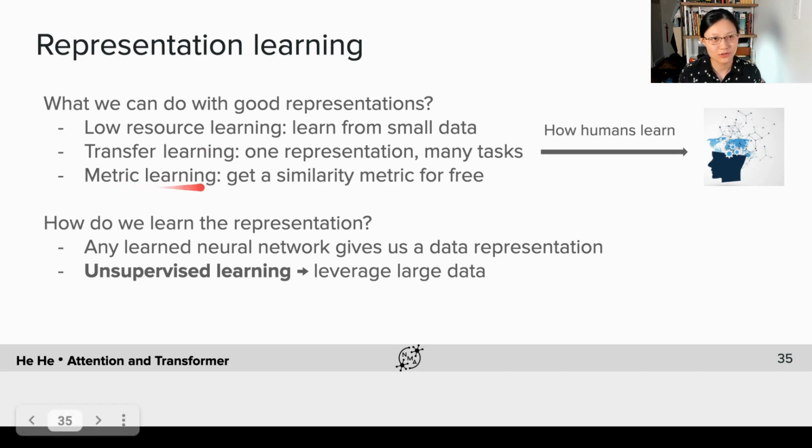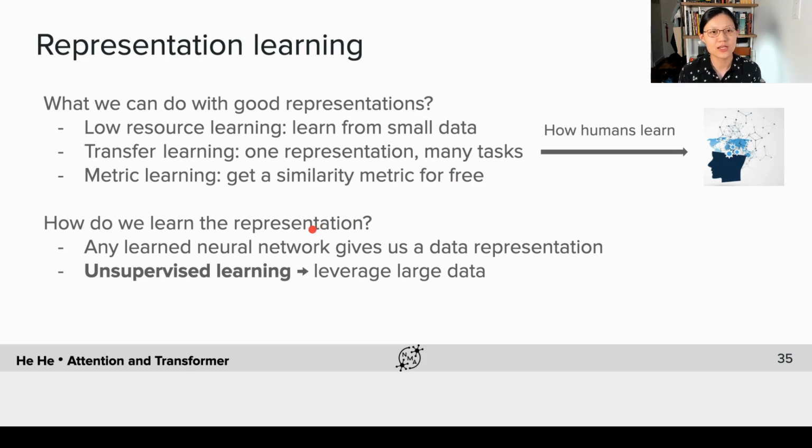And finally, metric learning. Sometimes we would like to have a measure of similarity between two pieces of text. Now, given good representation, we also get a similarity metric for free. And all of this enables the model to learn more like how humans learn, which doesn't require large amounts of data and can easily transfer to many other tasks.